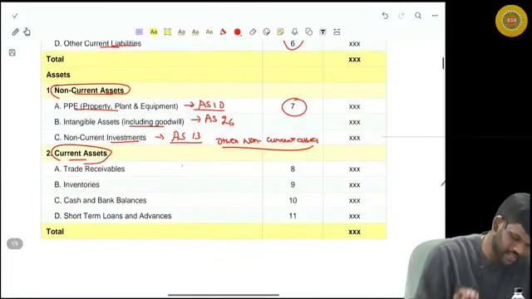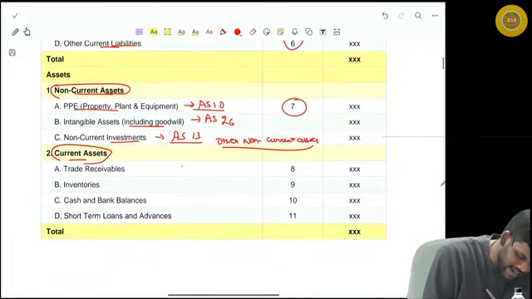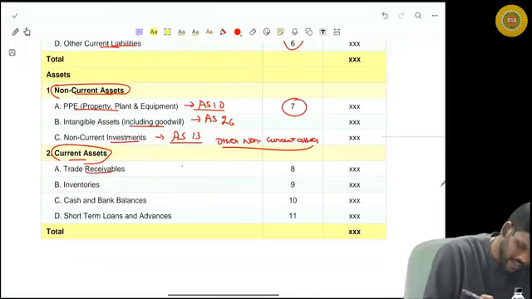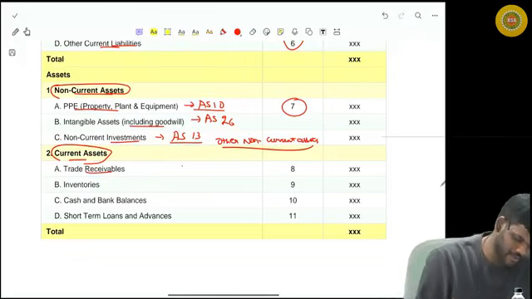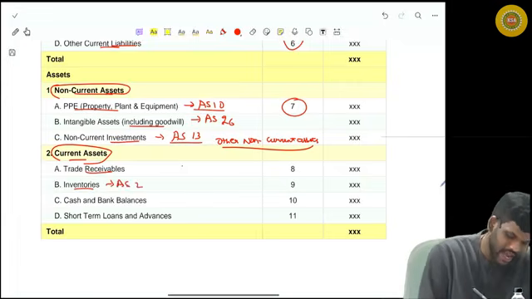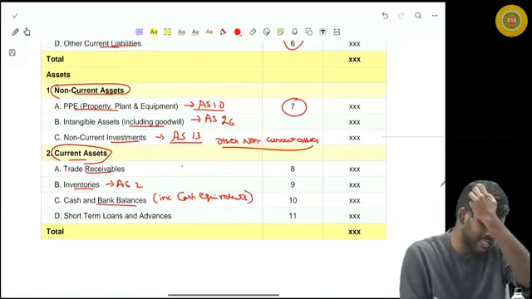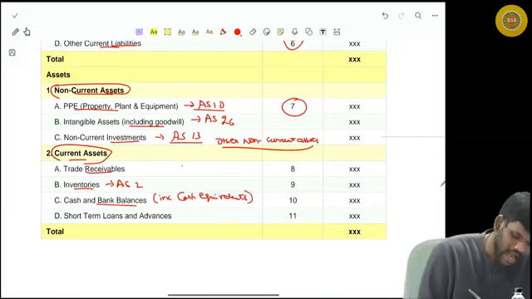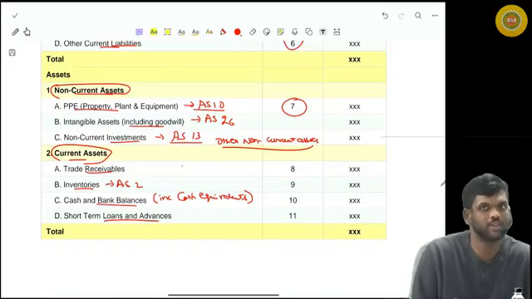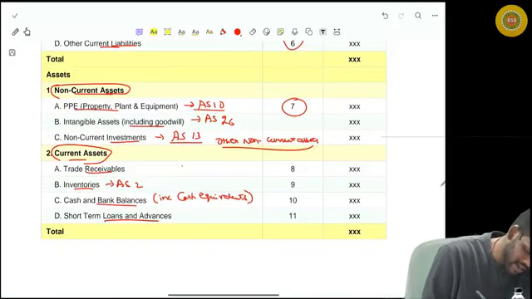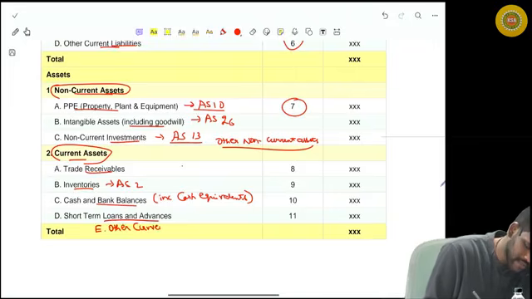Next, let us move to current assets. Under current assets, we have trade receivables, which you know is debtors. First, we will just see these four items and then I'll take you to the notes. Then we have inventories, which is our AS-2, and cash and bank balances, which also includes cash equivalents. Guys, remember we learned this in AS-3. Any short-term loans and advances that you have given to somebody will also come here. And if there are any other current assets, you can also show them as other current assets.